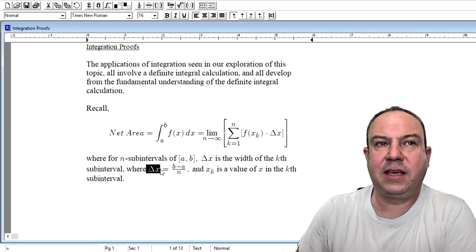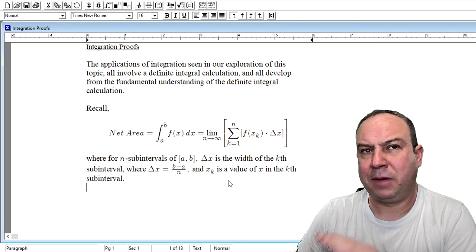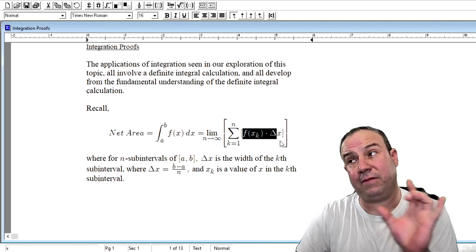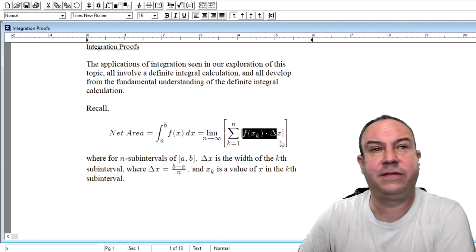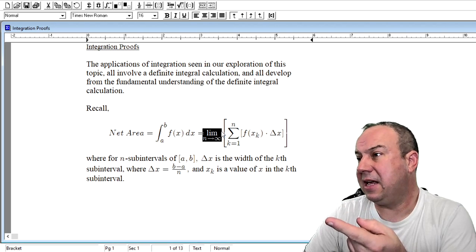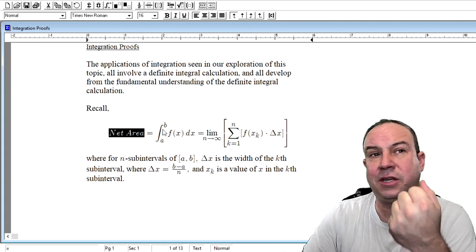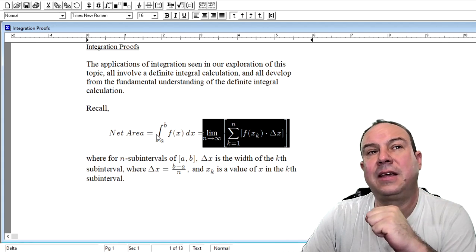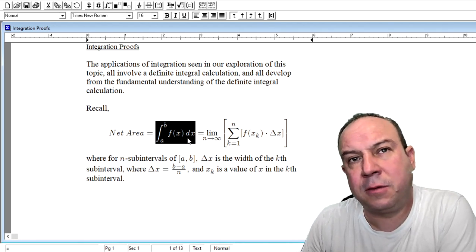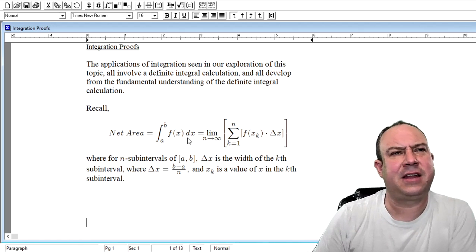Delta x was the width given by b minus a divided by n, and x sub k was simply a value of x in that kth subinterval. Multiplying f of x sub k times delta x gives us the area of each of the rectangles in these n subintervals of space. Summing those up gives us an approximation of the total, and applying a limit to that calculation as n heads to infinity will give us the true net area calculation. And we've seen that that limit can be connected to definite integration through what is known as the fundamental theorem of calculus, which we see down below here. I do think I got another quick recall.